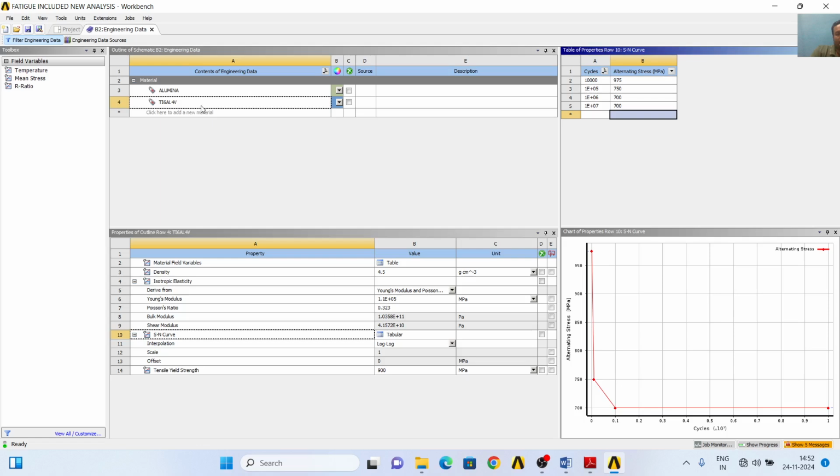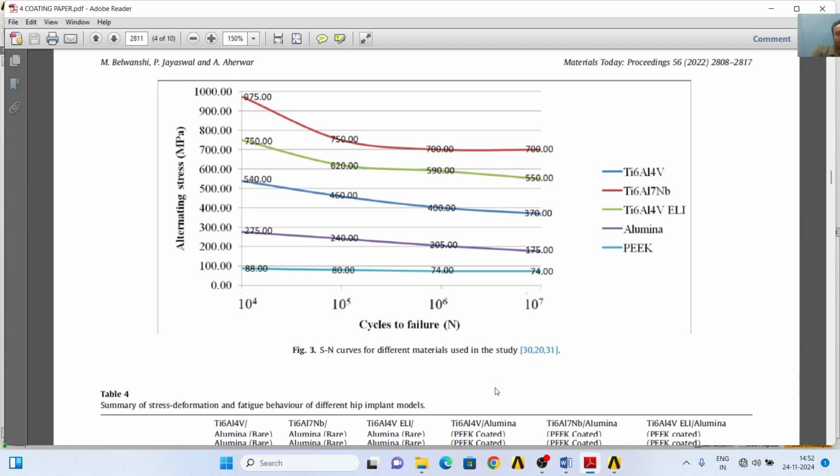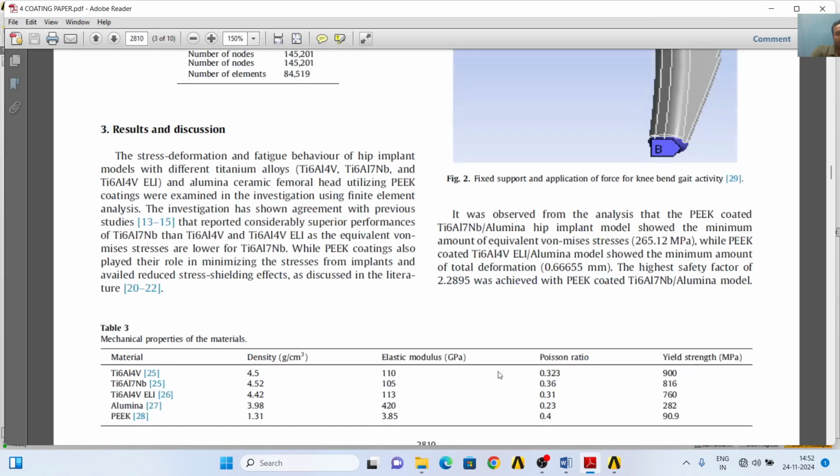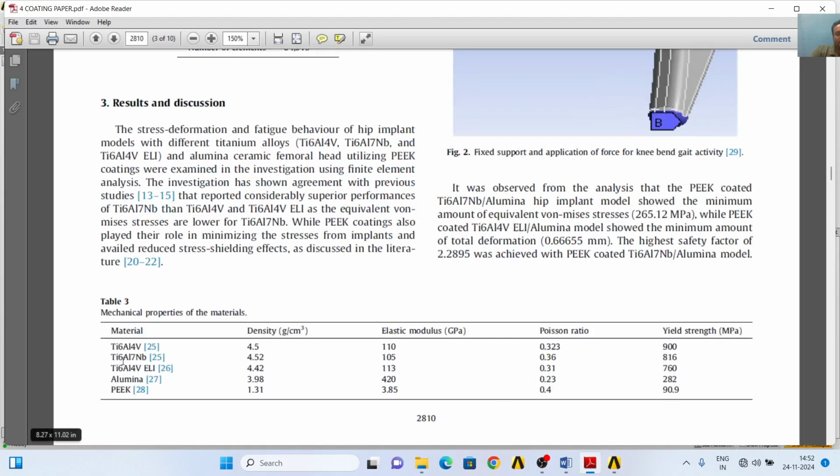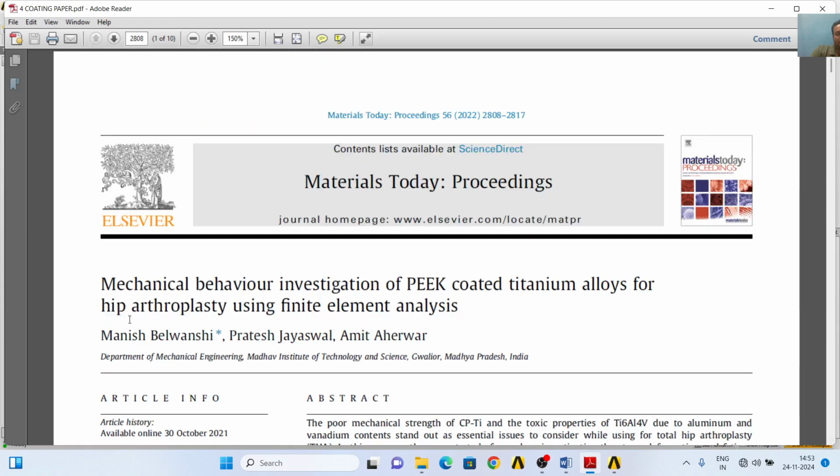You can also add some other mechanical properties of other materials as well. Here I have added the properties of titanium 6L7Nb, titanium 6L4V ELI, alumina and PEEK. There are other properties as well. You can refer to my paper, namely Mechanical Behavior Investigation of PEEK Coated Titanium Alloys for Hip Arthroplasty using Finite Element Analysis.